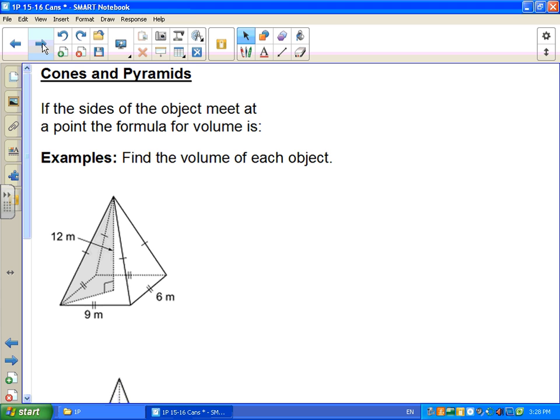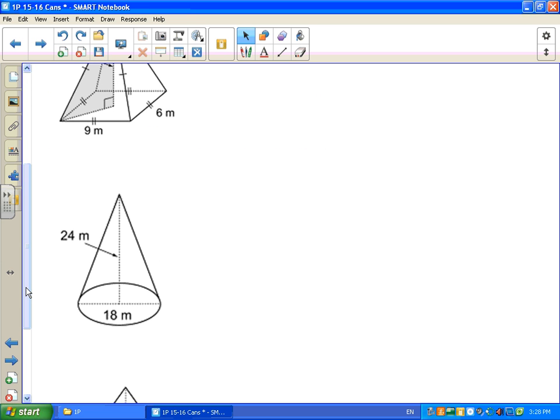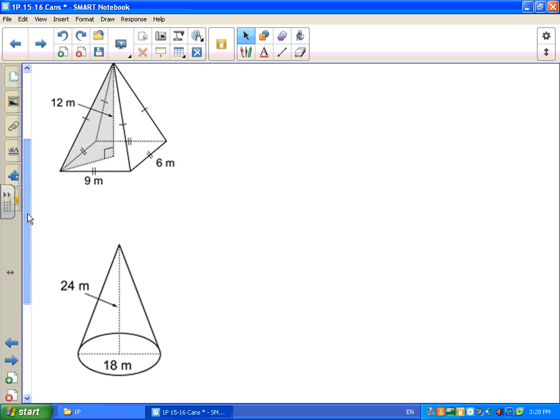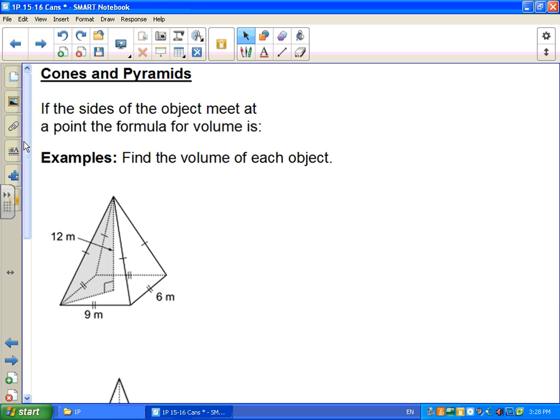The last two examples here are going to involve cones and pyramids. Now the difference between cones and pyramids and the cylinders and the prisms that we saw on the last page is that whereas the sides of our prisms went straight up and down, for a cone or a pyramid, all of our sides meet together at a point. And there's a pyramid there, here's our cone, everything, we've got some shape for the base, and the sides all meet in a point up at the top.